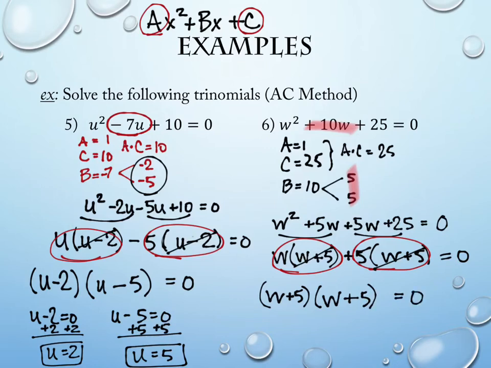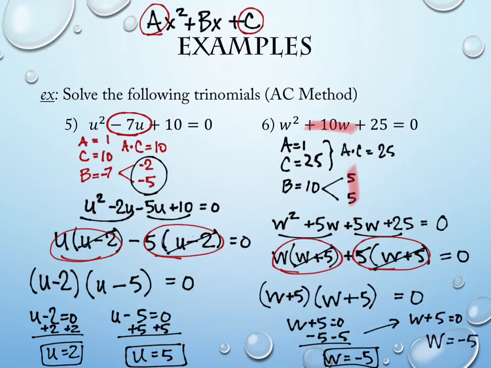These are not very exciting because they match. They'll give me the same answer. But w plus 5 equals 0. I subtract my 5, and w equals negative 5. And I can do the same thing for the other one. w plus 5 equals 0. It doesn't give me anything new, but if you'd like to see it, you certainly could. There's only one answer just because it duplicates itself. Not because there shouldn't be two. It's just that there are two that match.